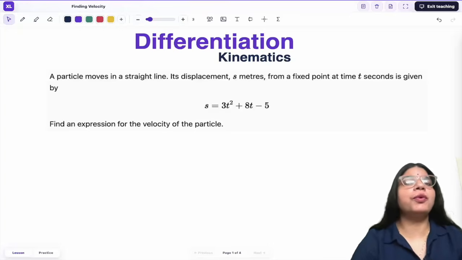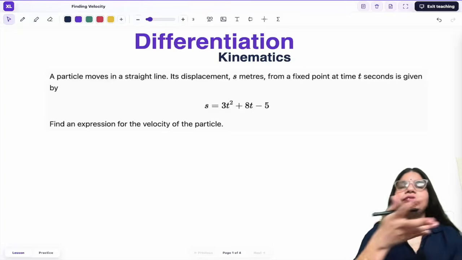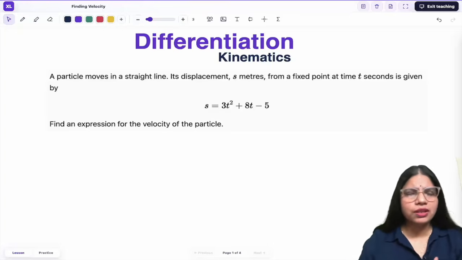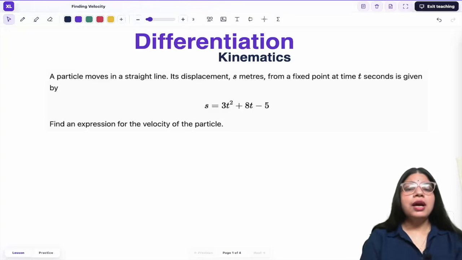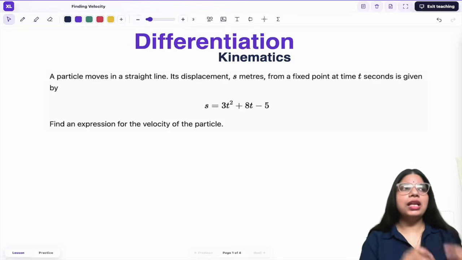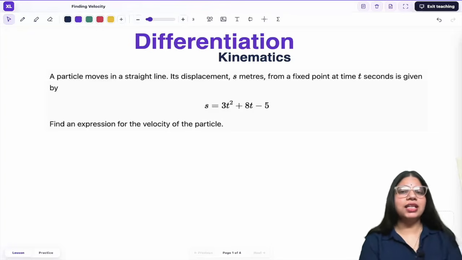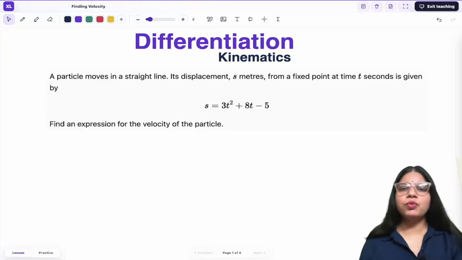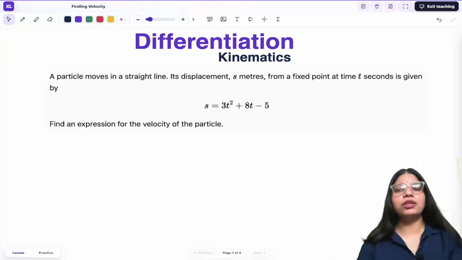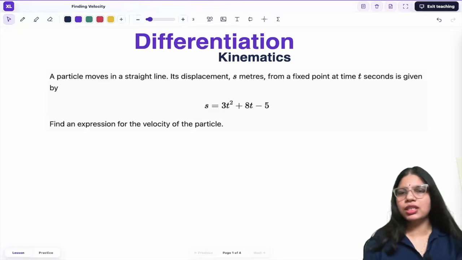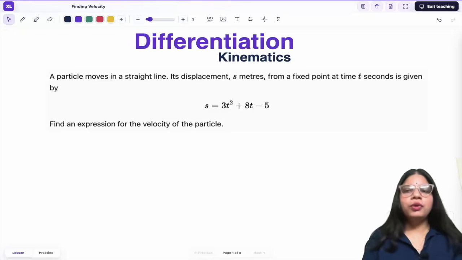Solve loads of questions where we have to differentiate and find out the gradient, the stationary point, the turning point and all. But in today's lesson, we'll understand how to implement that understanding into questions where we have displacement given, and we have to find out velocity, time, acceleration and all. So look at the question.